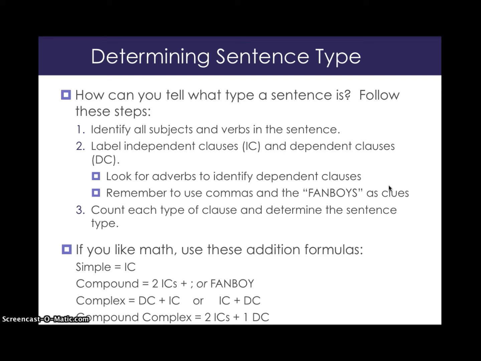So if you like math, there's a couple addition formulas, and that's an additive property. It doesn't matter what order the clauses come in. If they have those clauses, that determines the sentence type. So again, simple is one independent clause. Compound is two independent clauses with a semicolon or a FANBOY. Complex, we have a dependent plus an independent clause. And in compound complex, we have at least two independent clauses and at least one dependent clause.